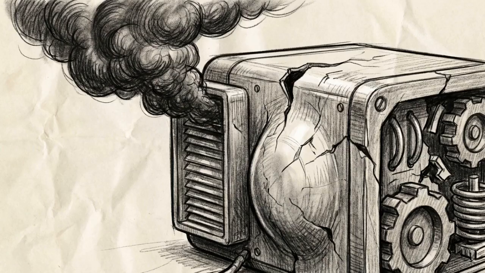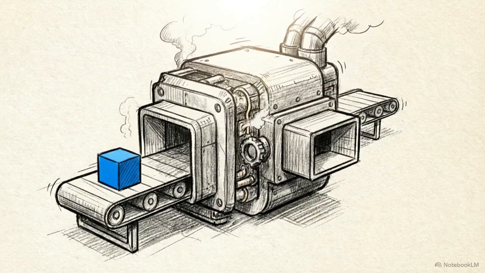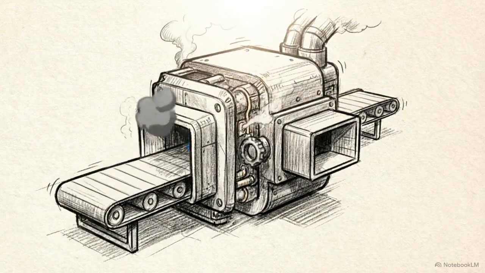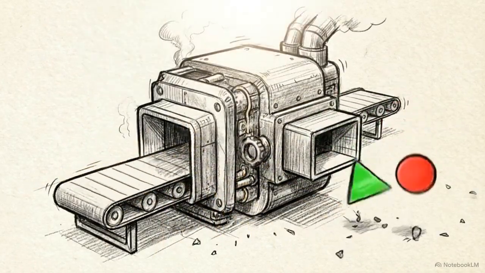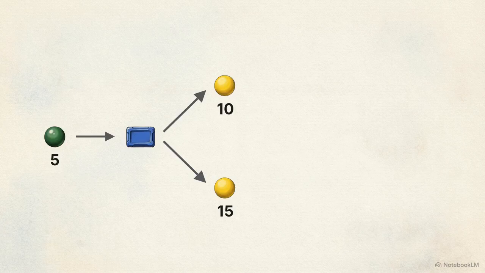But what if our machine breaks? Imagine feeding it a single block, and instead of a predictable result, it chaotically spits out two completely different items at random. You wouldn't trust it. In math, if you start with one specific number and your rule gives you two different answers for that same input, the rule is broken.